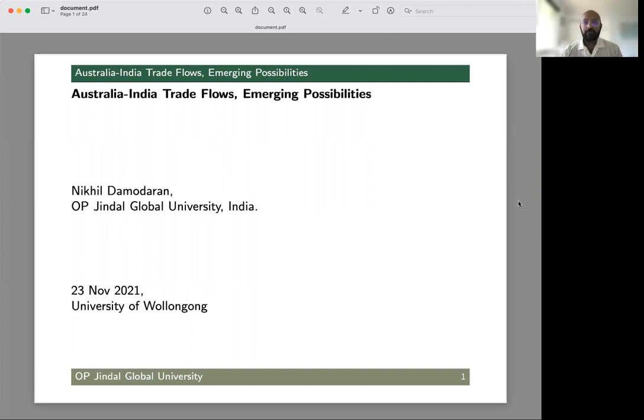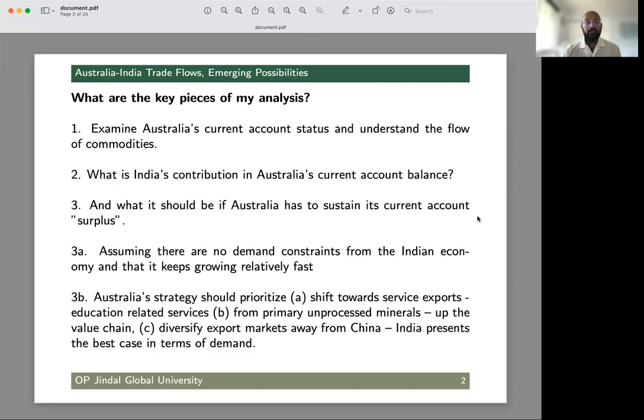I'm going to talk about Australia-India trade flows. So I'm not going to touch investment flows and other flows which are there between the two countries. I'm just going to talk about trade flows. It's an interesting bit here, and specifically Australia's relation and emerging relation with India and how it's developing over the years has given us interesting insights. But I'm specifically going to look at this in the light of the current pandemic.